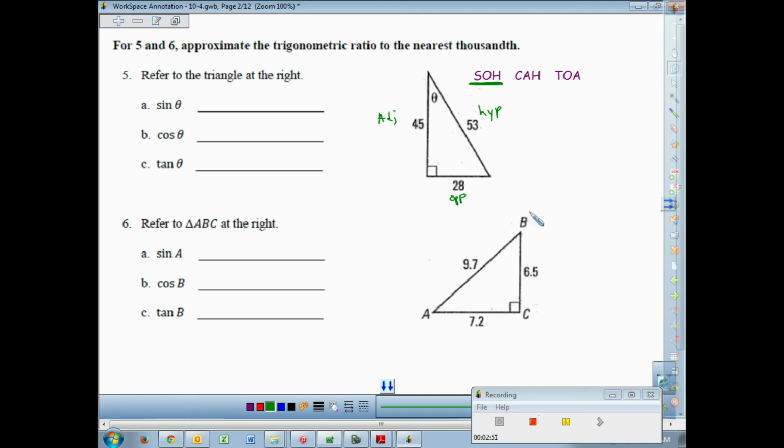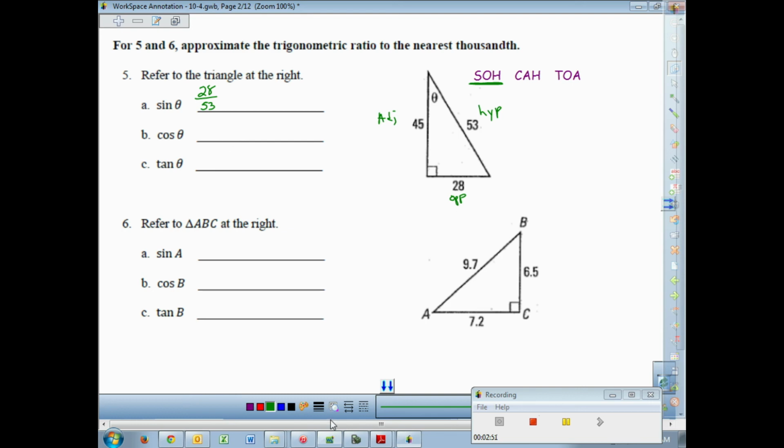It's how long? 28 over the hypotenuse. How long is the hypotenuse? There it is. That is the sine of theta in this particular problem. The definition of sine is it is the ratio of the opposite guy over the hypotenuse.